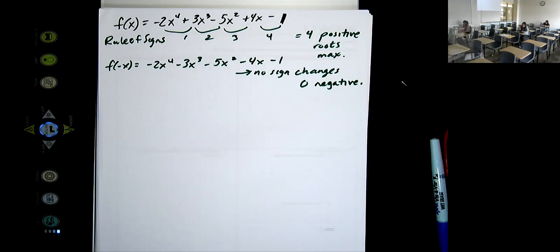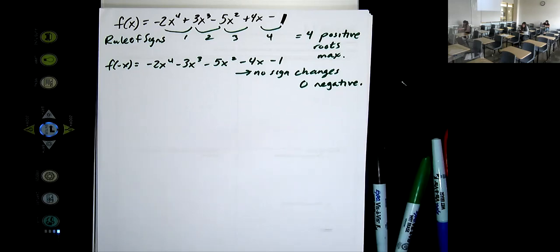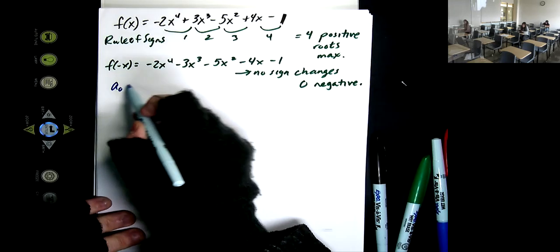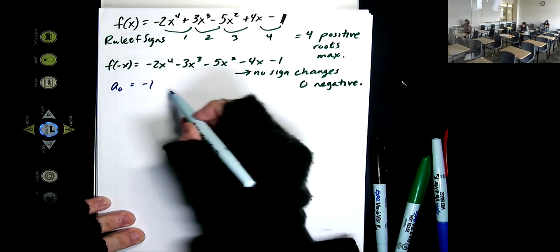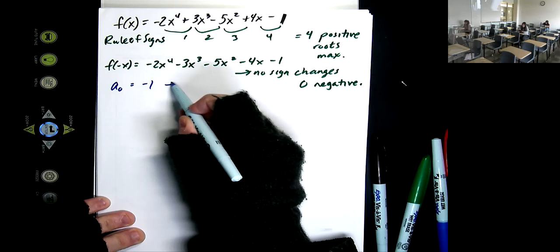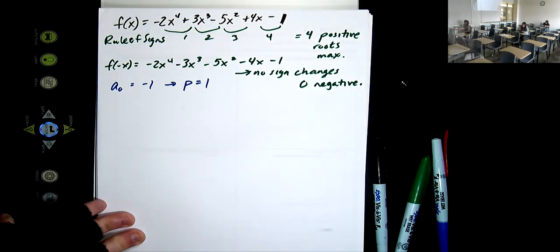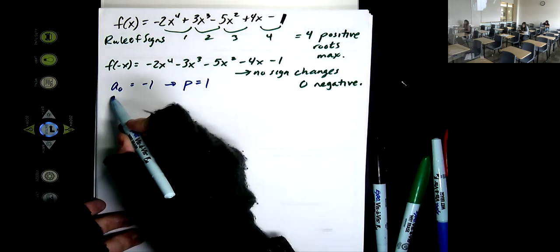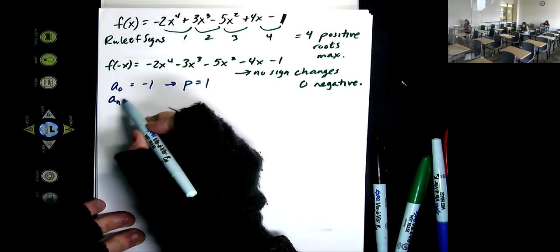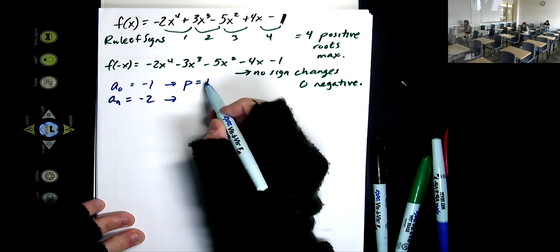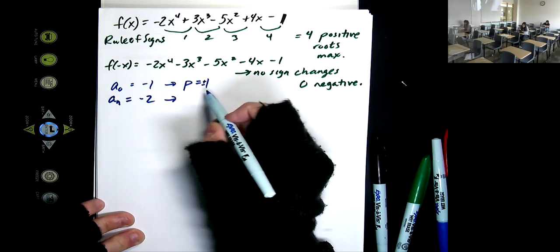So let's figure out what we got. What's my P and what's my Q? If I do my a sub 0, that's my -1. The only root of the only P I have here is 1. And a sub n is -2. I'm actually going to put plus or minus 1.